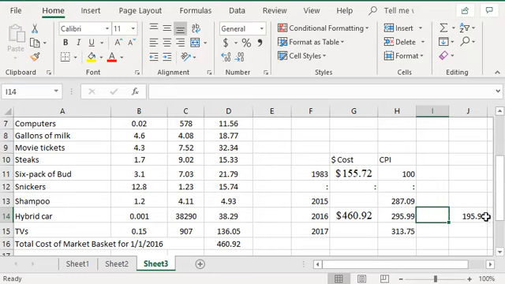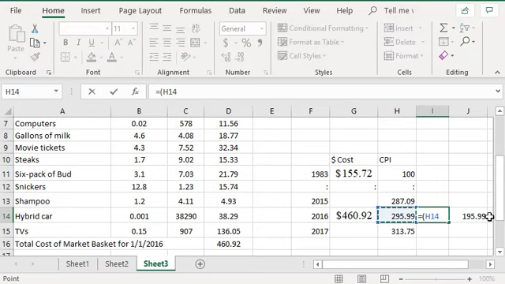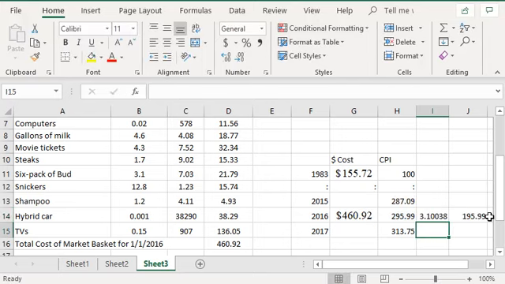Okay, now to calculate the inflation rate, remember, it is what it is in 2016 minus what it was in 2015, divided by what it was in 2015. And we want to convert it to a percentage, so we multiply by 100. Right? So this is the annual inflation rate, which is calculated year over year. If I pull this down, I get the inflation rate for 2017.